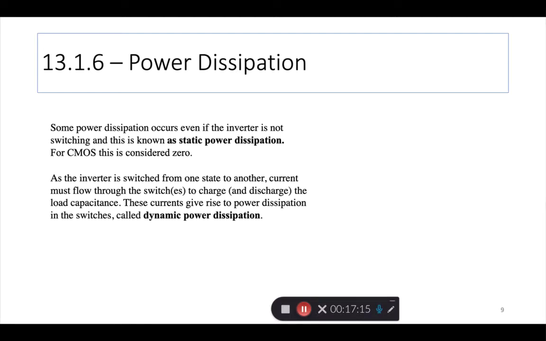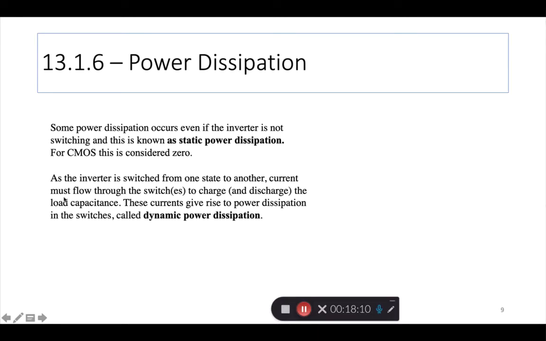We move on to another important topic called power dissipation. Some power dissipation occurs even if the inverter is not switching, and this is known as static power dissipation. For CMOS, this is considered zero. For NMOS and other types, even during static, maybe when the input is high or maybe when the input is low, it's possible that when everything is settled, power is still being consumed because some currents are flowing. But in CMOS, once things are settled, no current flows, whether output is high or output low. Hence, we say CMOS is a zero static power dissipation system.